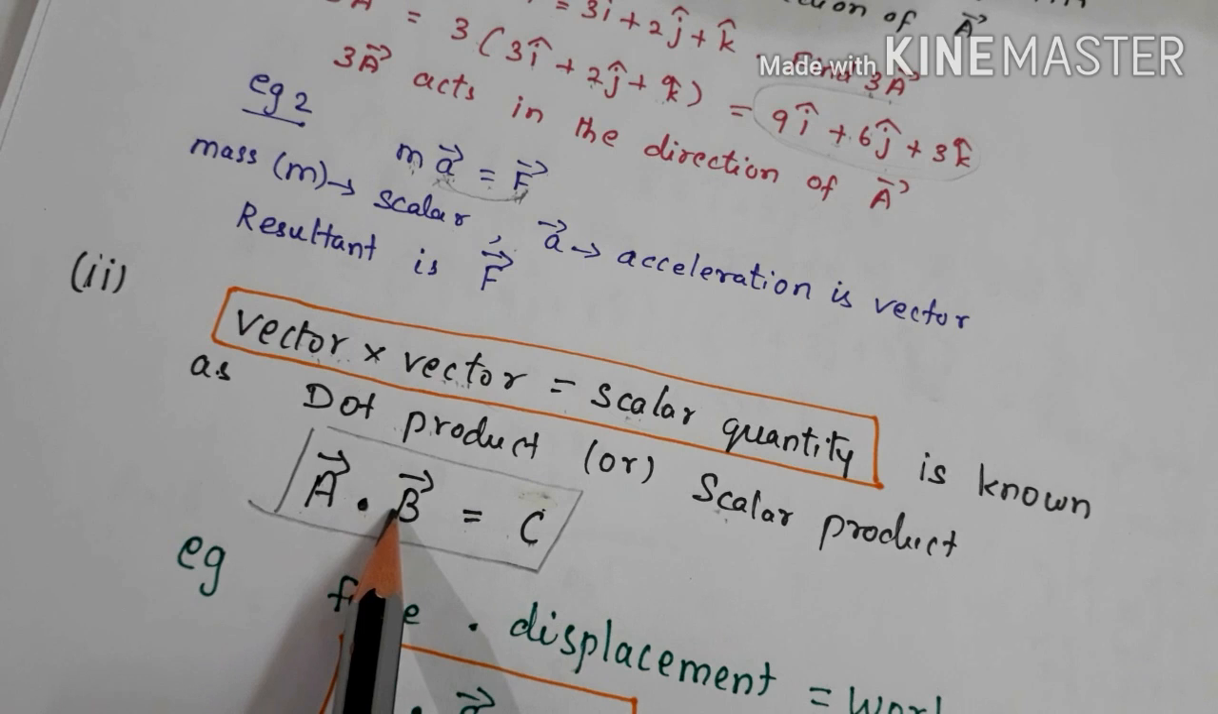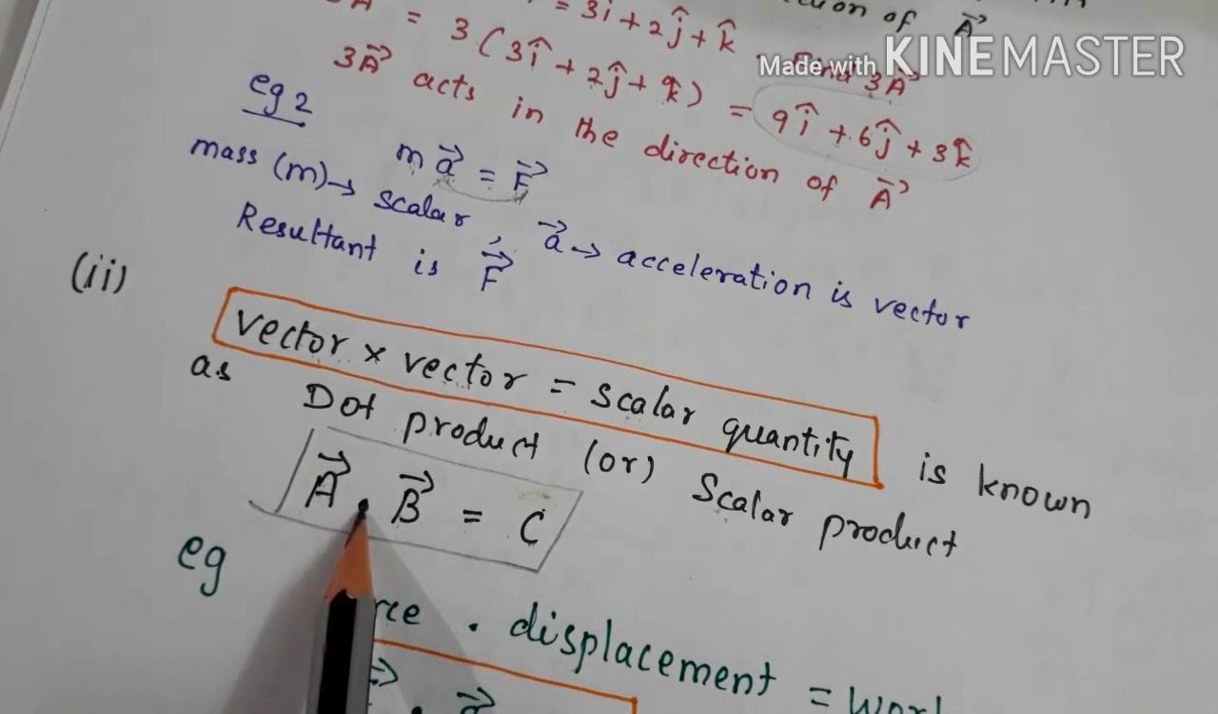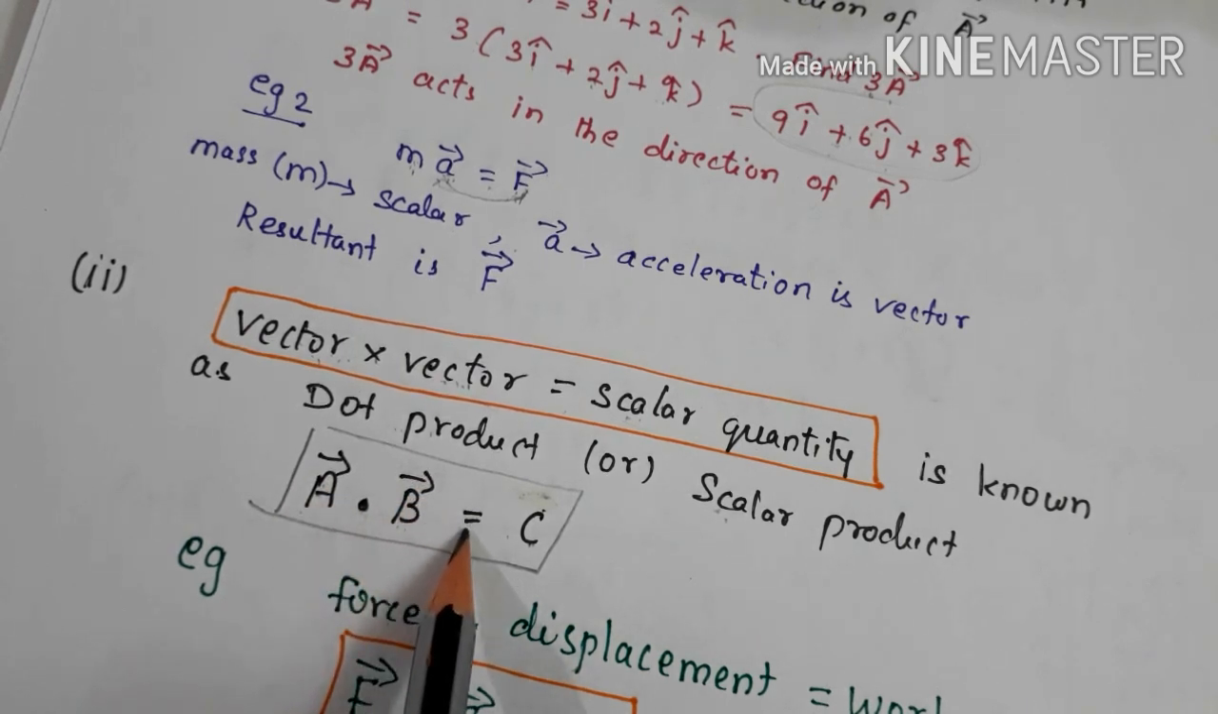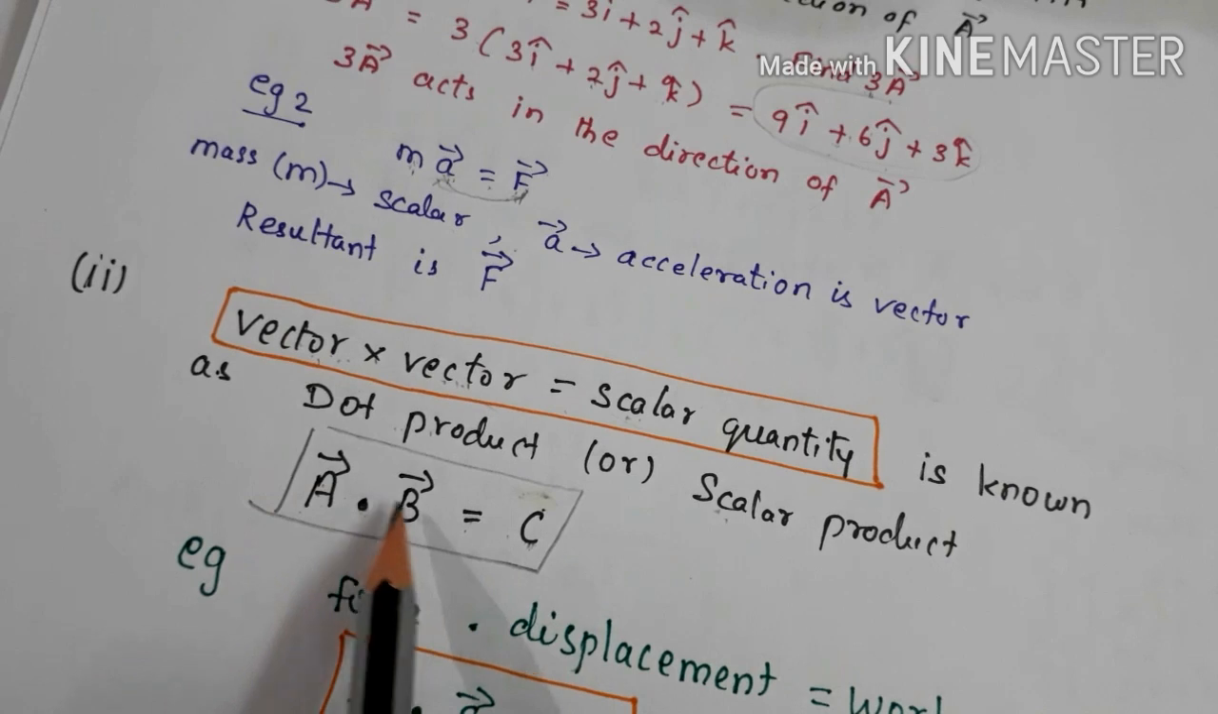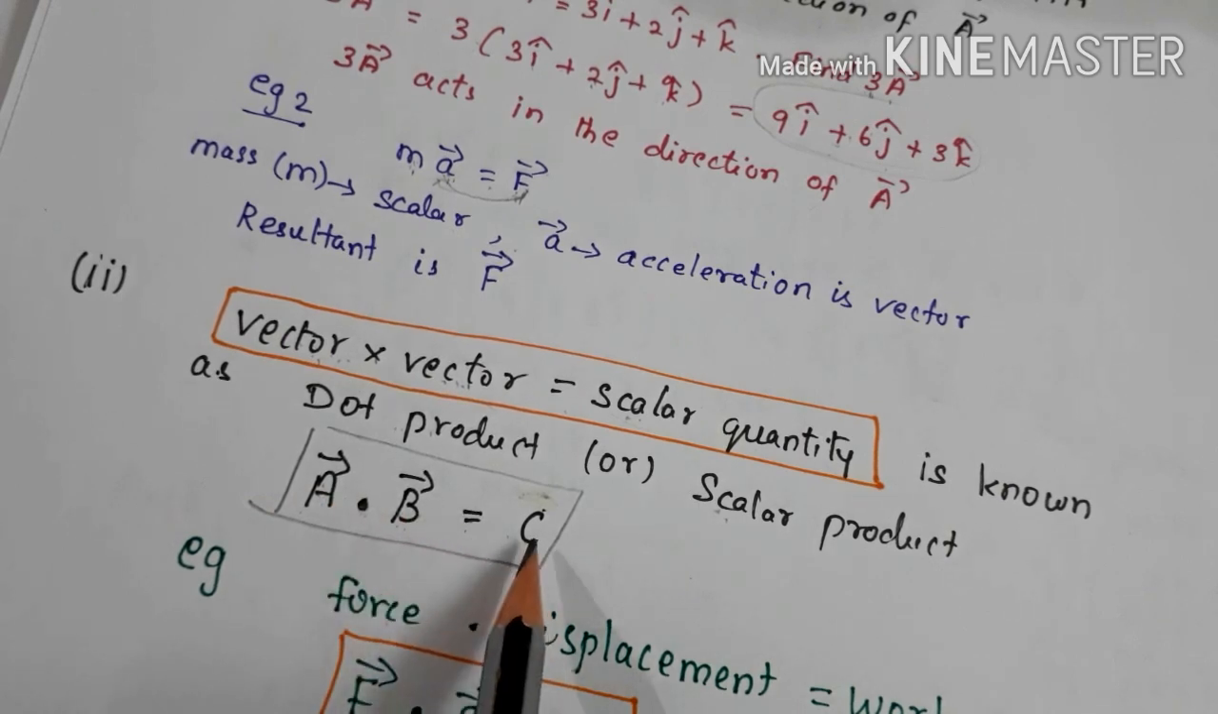This dot product is a vector dot b vector is equal to c. You can see c, this is the resultant and it is a scalar. Scalar quantity, that scalar quantity I have represented as c. Read it as dot. Okay.